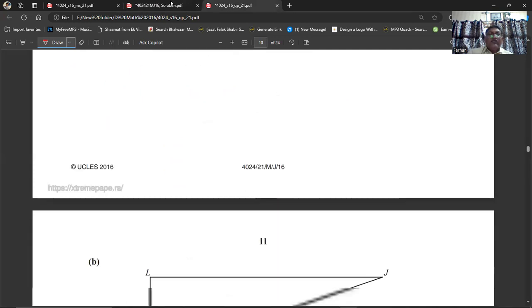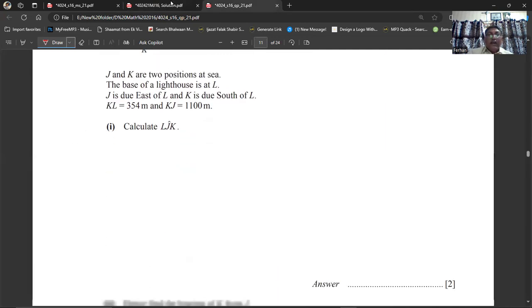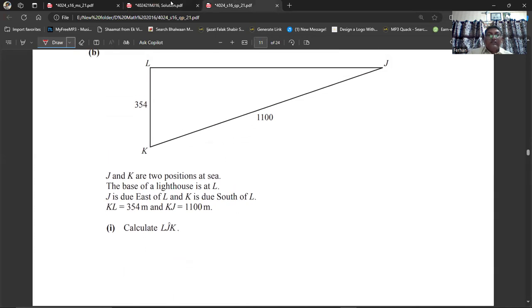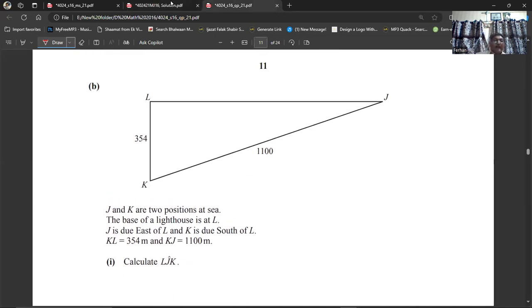Okay, then the next question is a 2 marks question. Question number 5 is the B part. He says J and K are two positions at sea. The base of a lighthouse is at L. J is due east of L and K is due south of L. So how much is this angle here? It is 90 degrees. Because this is in the east and this is in the south, this angle here is 90 degrees.